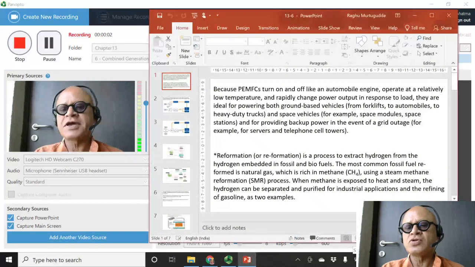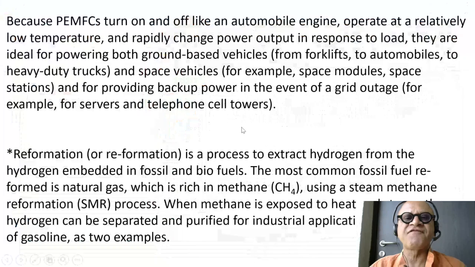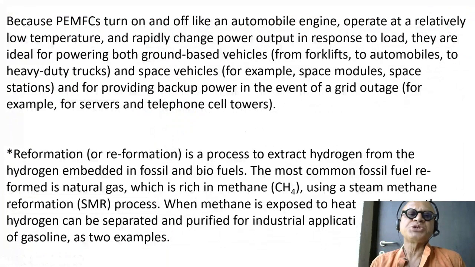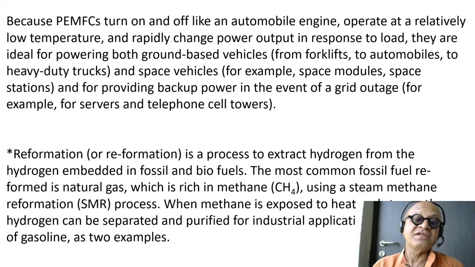So let's also begin to look at some of the issues these things face. Every time you make a change, you have to track many things. Obviously, everything has other consequences. So for example, proton exchange membrane fuel cells turn on and off like an automobile engine, and they're useful for operating equipment and so on, forklifts, automobiles, heavy-duty trucks, and space vehicles, and for providing backup power in the event of a grid outage for servers and telephone cell towers and so on.